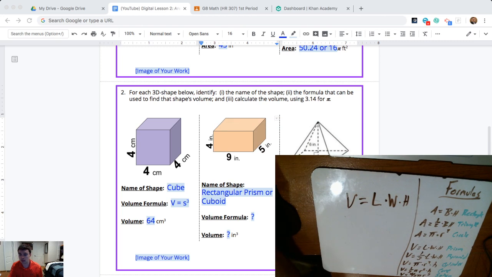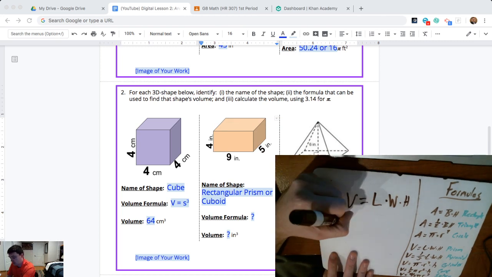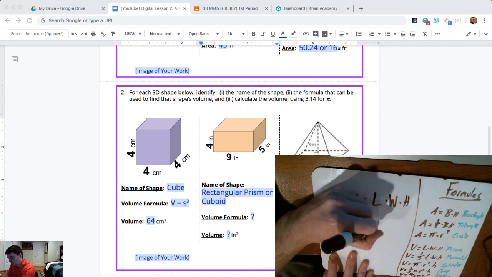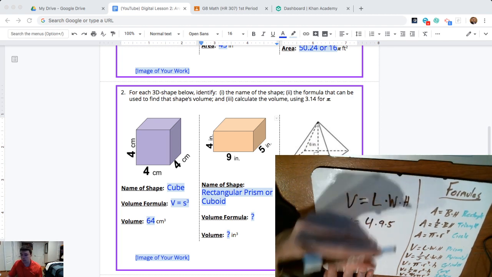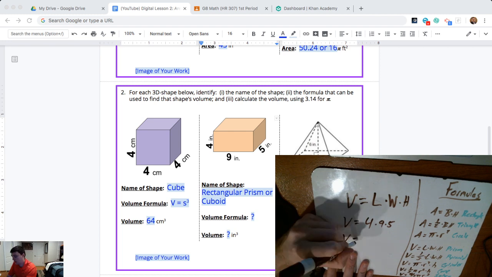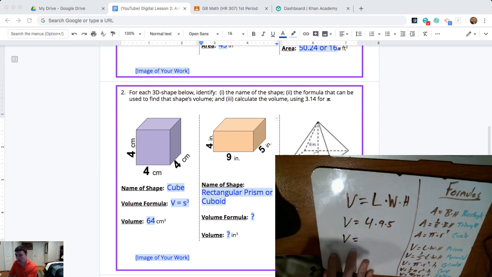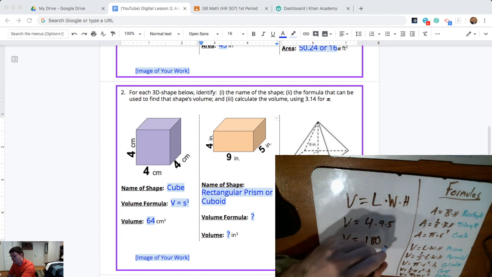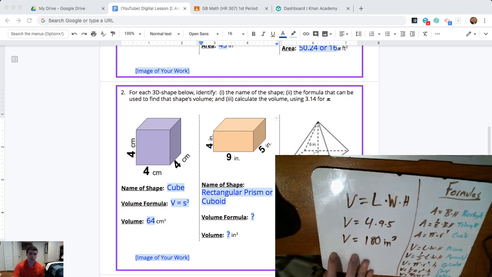The prism has dimensions of 4 by 9 by 5. And a bunch of you, Michaela, DJ, if I do 4 times 9 times 5, I'm going to arrive at 180. In this case, specify your units. I've been nice, I plugged it in for you already, but in this case it's 180 cubic inches.